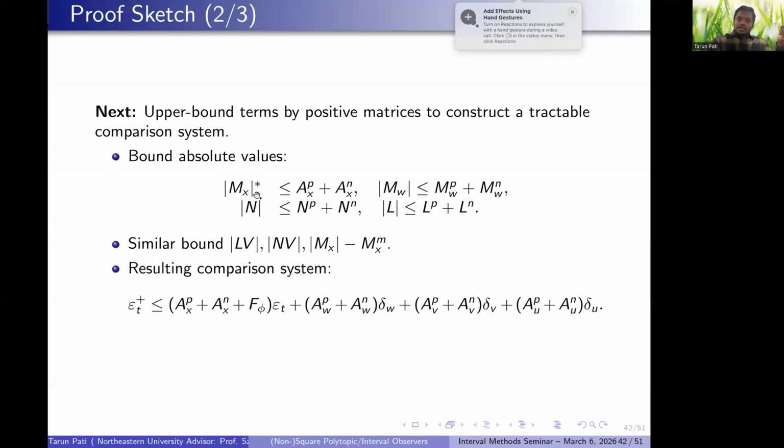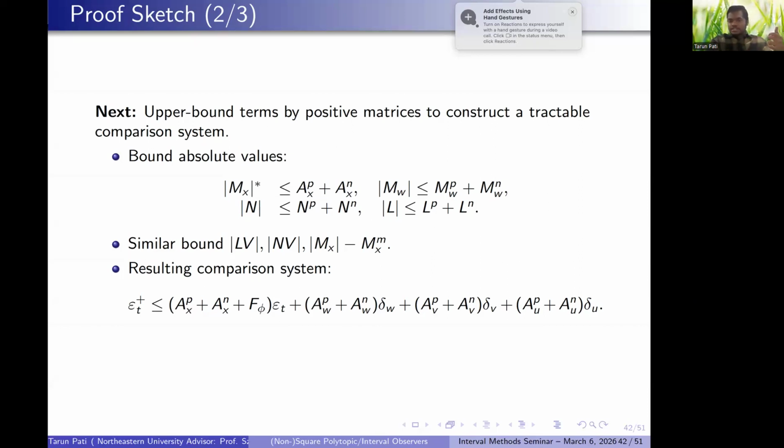So given any matrix Mx, its absolute value can be bounded above by the sum of two positive matrices APX and APN. These are such that, as I've already said with our T, their difference gives us Mx, or the original function, and their summation gives us the upper bound on the absolute value matrices.